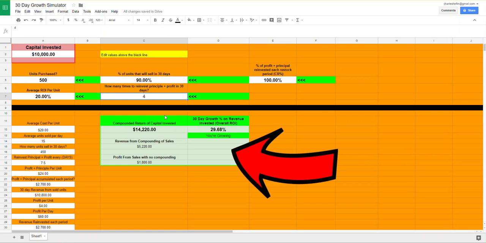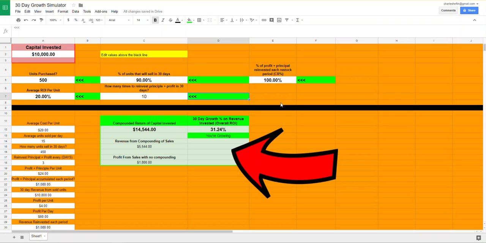Let's say that you're able to do it 6 times in a month. We can see that even though your average ROI per unit is only 20%, if you play the numbers out and you compound this 6 times and you spend every penny you have back and throw it back into the game 6 times in a 30-day period, your actual overall ROI is 30%. So let's say we can do that 10 times in a month. We'll put the number 10 there, and we can see that we go up to 31.24%.